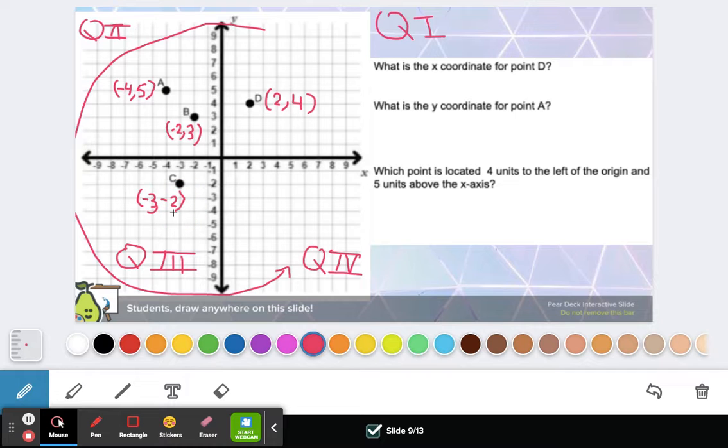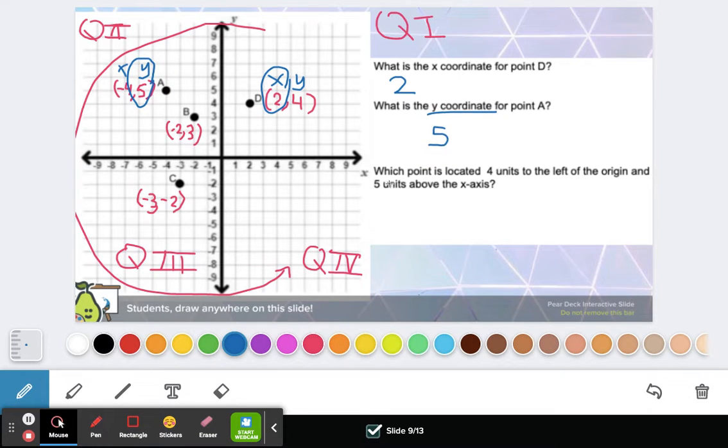Okay, so now that I have labeled everything on my graph, everything else is going to be super easy. Okay, so it says, what is the x coordinate of point D? So I'm going to go back to my point D. Again, this one's my x, my 2, and then my y is my 4. They're only talking about my x coordinate, so this one's just 2. Now it says the y coordinate for point A. So I'm going to look for point A. Again, I'm going to label this x and y. They're talking about my y coordinate, so I'm going to look at the y, and it is 5.